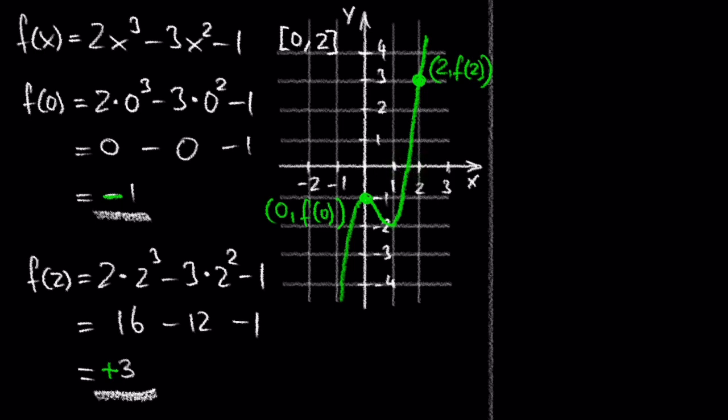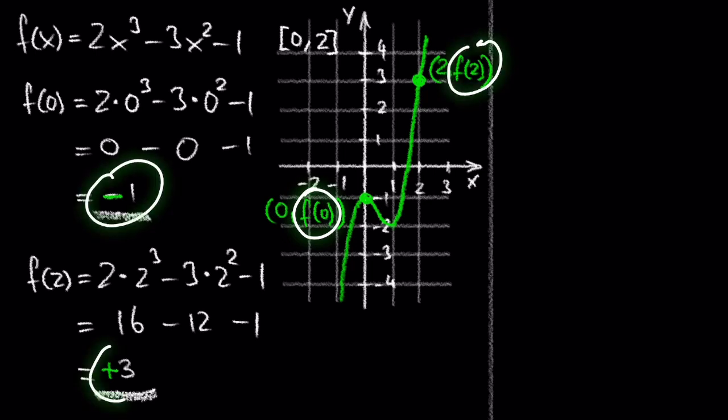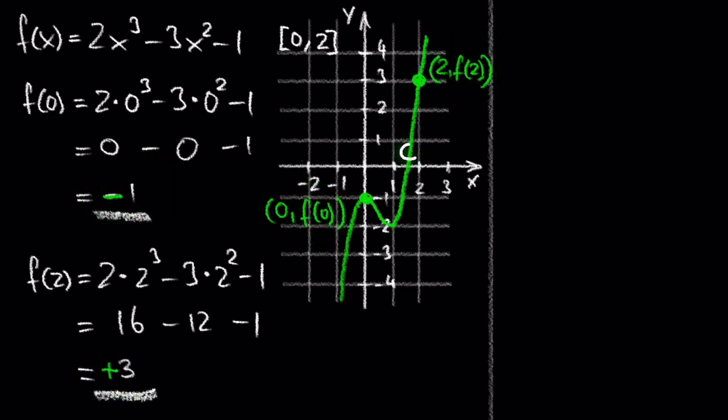Keep in mind that this only works if we have a continuous graph like in this example. So in general we can say if f of a and f of b have opposite signs, then there is at least one value of c between a and b for which f of c equals 0.